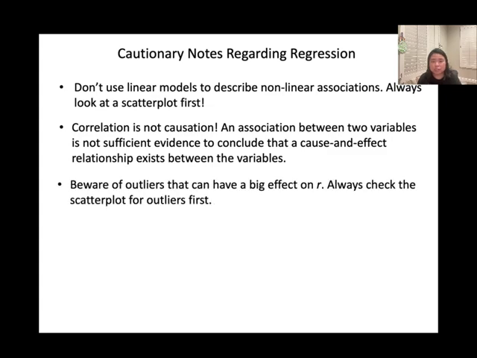Beware of outliers that can have a big effect on r. Always check the scatter plot for outliers first. Okay, we keep saying that if there is an outlier, we have to remove it before we find the r.